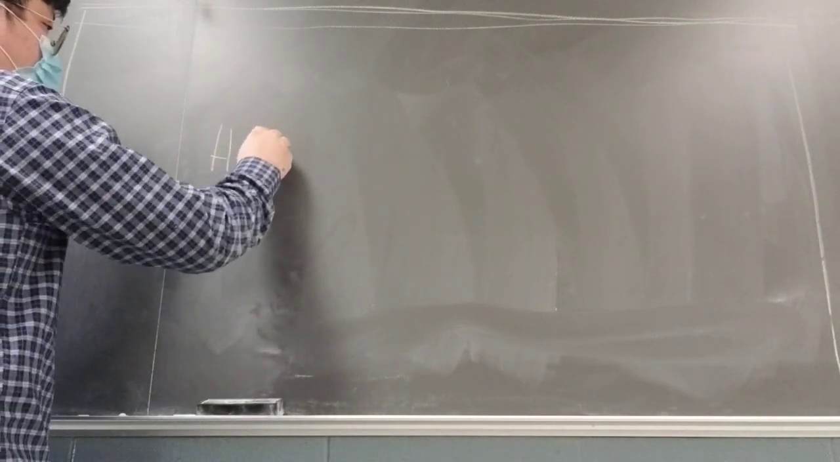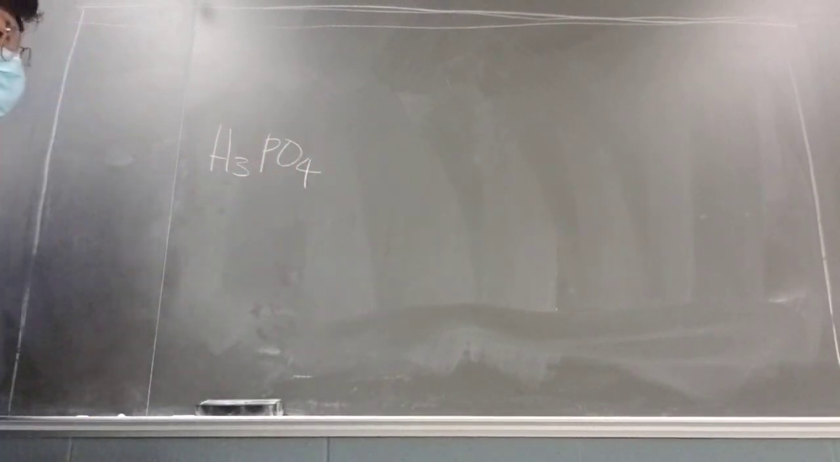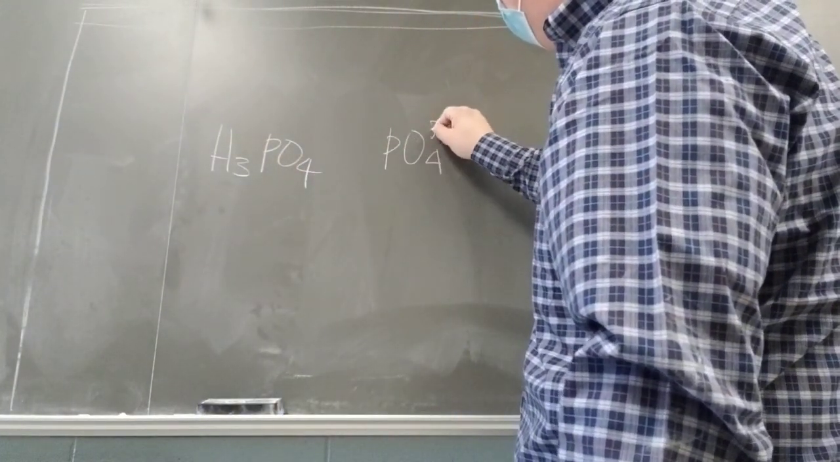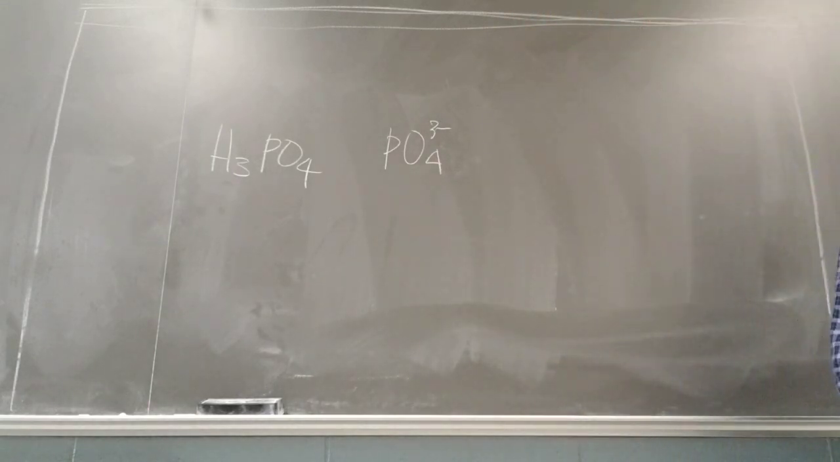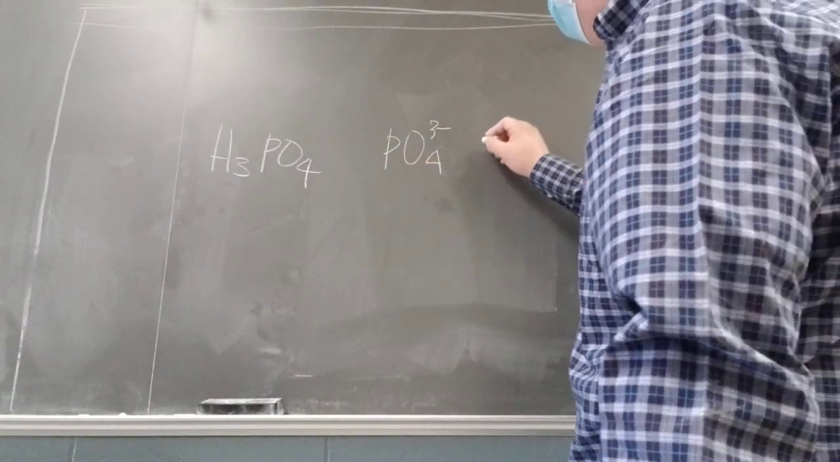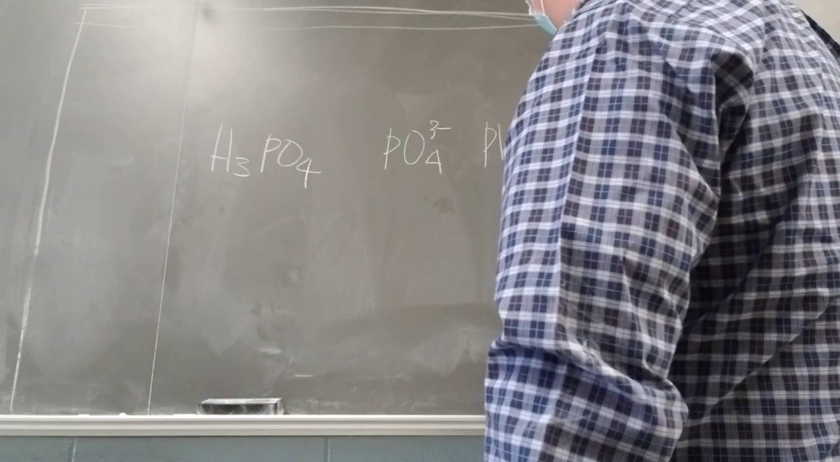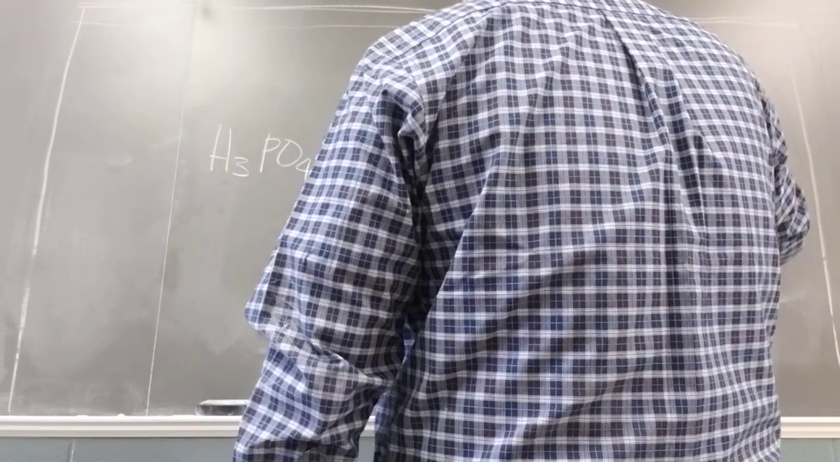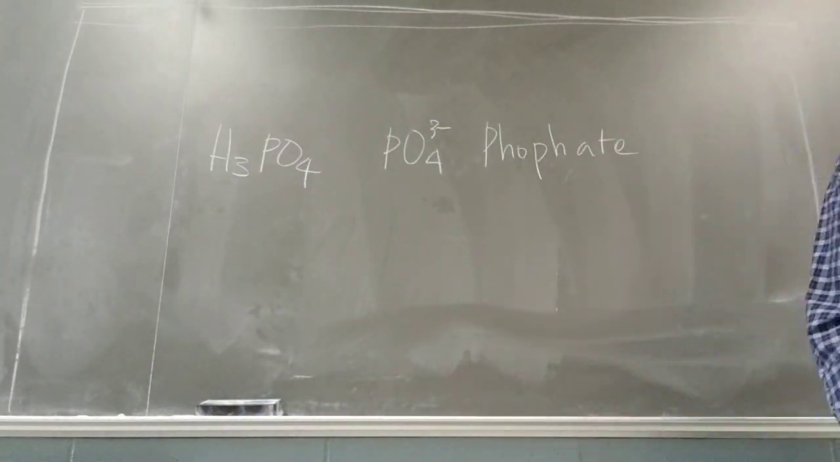Okay, so we have H3PO4. And then this is the one that has 18 names. It has negative 3 charge now. So this is the phosphorus, so it'll be phosphate.